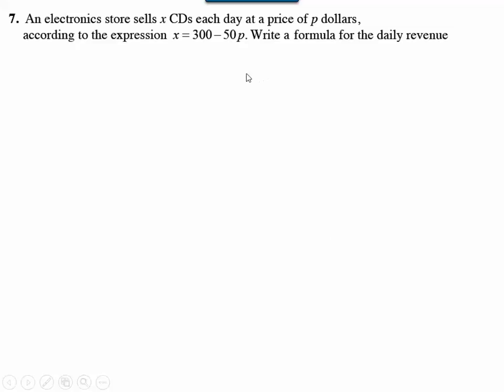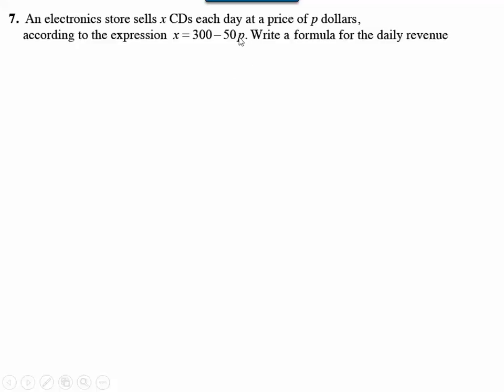Now let's think of the formula just for a little bit. So that means if the price, let's say I set this at $1, P is 1. So that means it's kind of times 50, 300 subtract 50, so that means I would sell about 250 CDs if the price is $1.